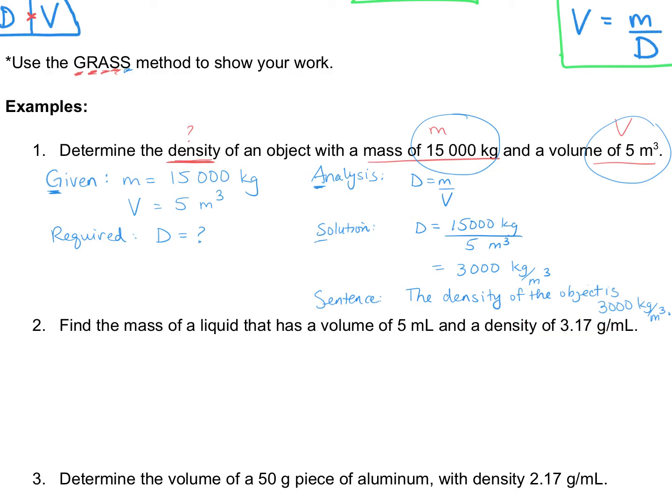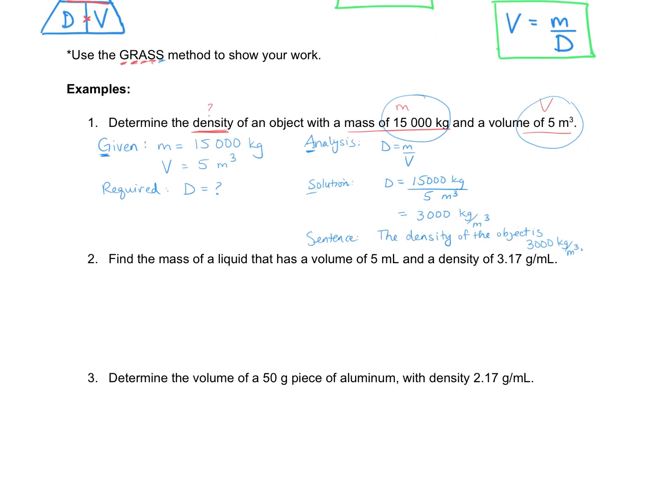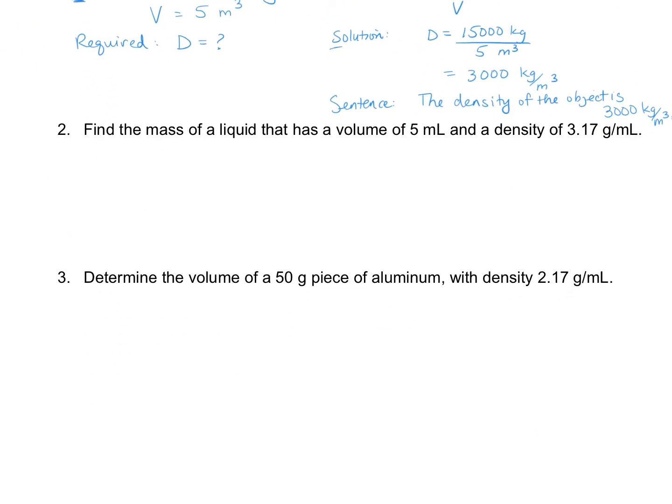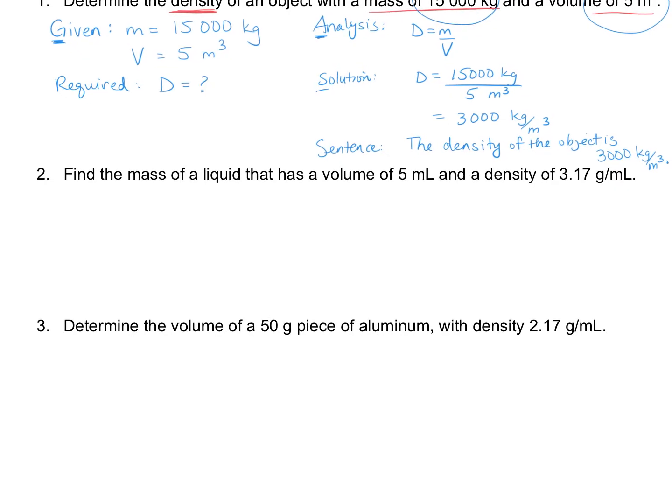So let's continue to use the GRASS method and show our work for problem number 2. As you read the question, underline when you see certain properties or quantities. Find the mass of this object that has a volume of 5 milliliters and a density of 3.17 grams per milliliter.